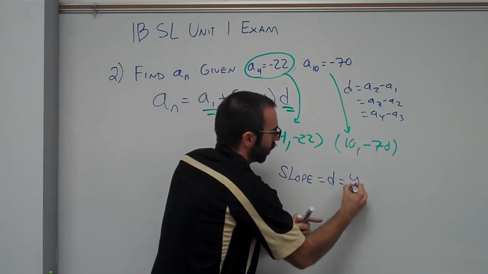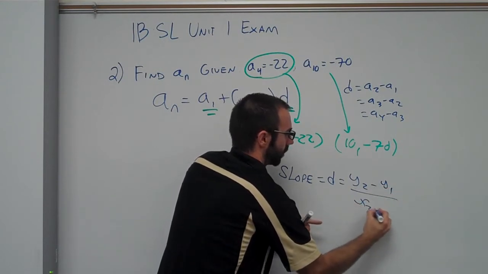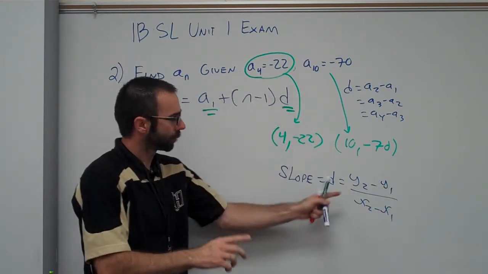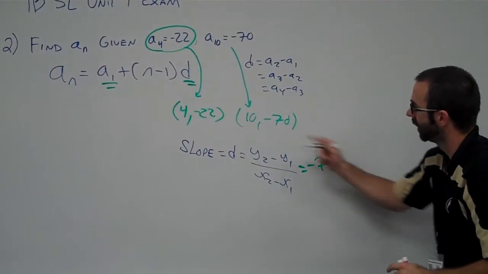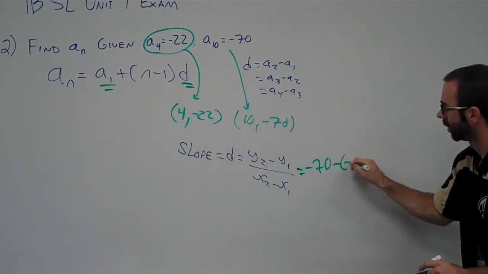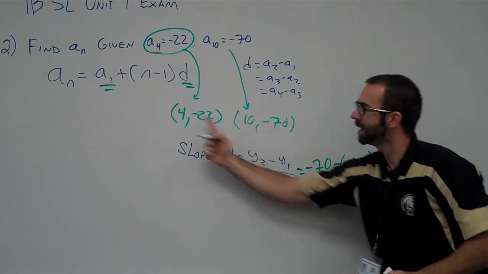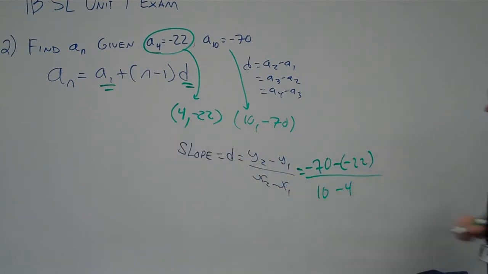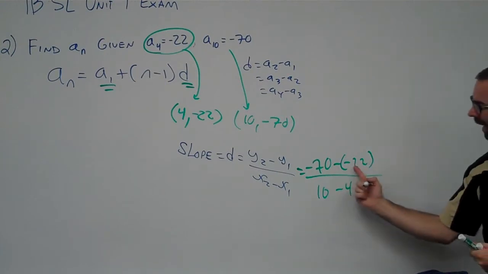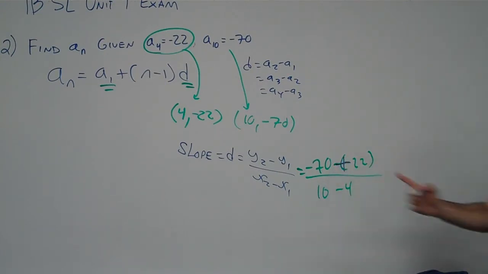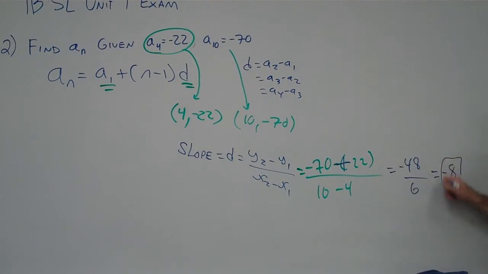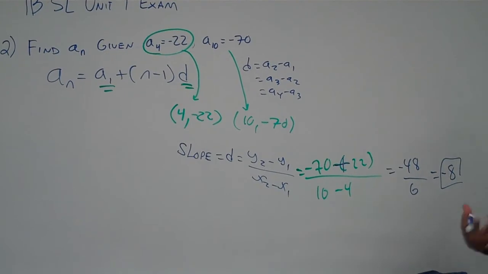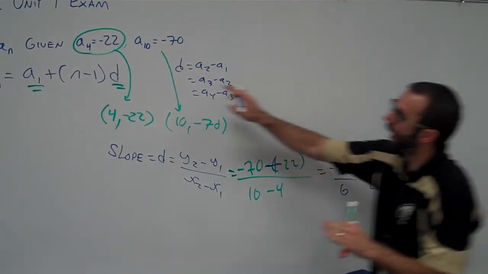Slope formula: y2 minus y1 over x2 minus x1. So let's subtract our y coordinates. That's -70 minus -22, and then 10 minus 4. So we have a double negative, which gives us a positive there. -70 plus 22 gives us -48, and 10 minus 4 is going to give us 6, which means we have our D, which is -8. So we know a very important piece of our sequence here.